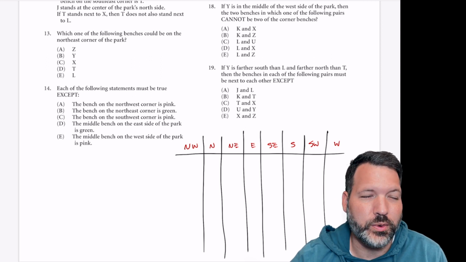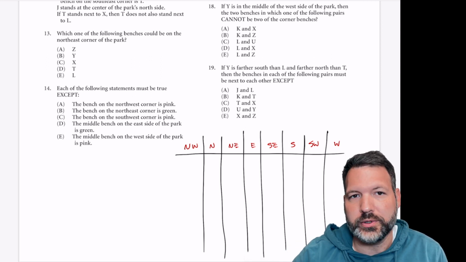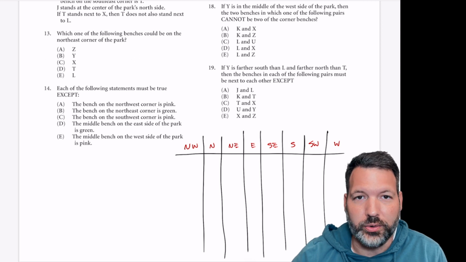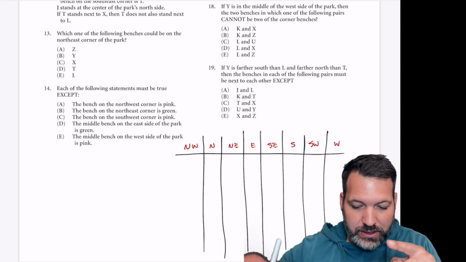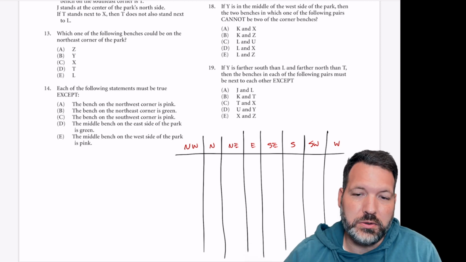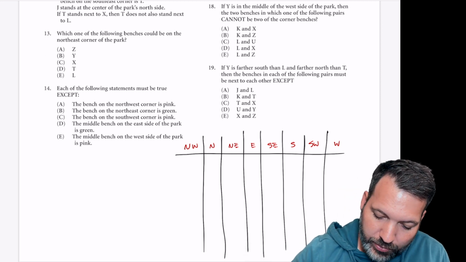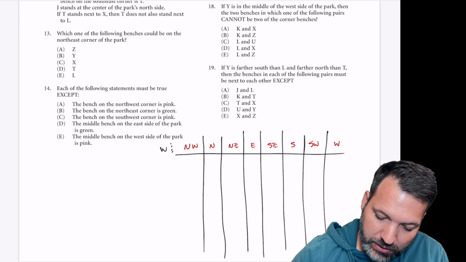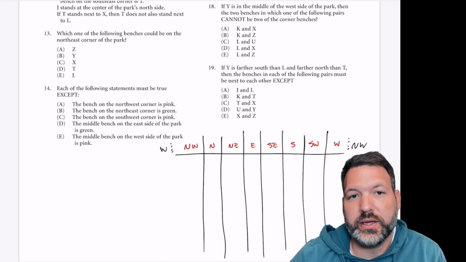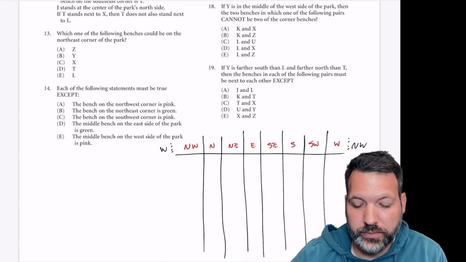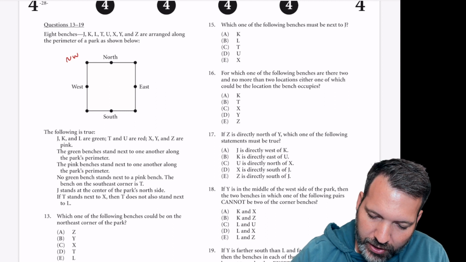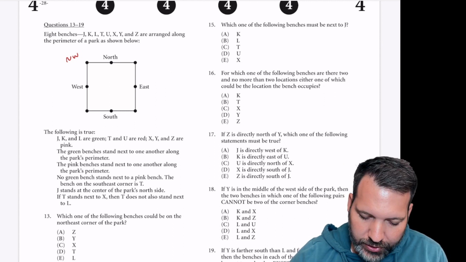There are a lot of games where you're seated around a table, circular table, picnic table, whatever, and you just have to remember that in a circle, that first element is going to come back around and be next to that last element. So we might even put in here something like west and over here northwest, just to remind us about that connection.